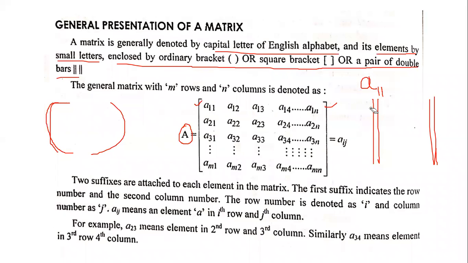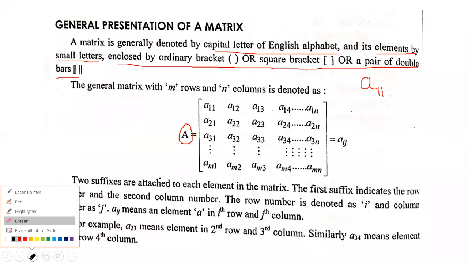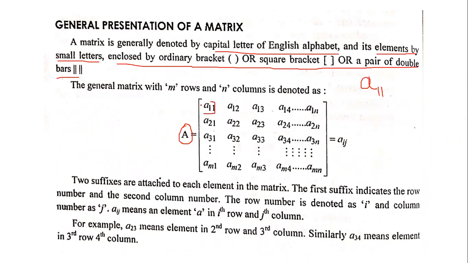Let me erase this part here. So if you see this part alone, A11 is an element which is in the first row and first column. Now the second one, A12, is in the first row and second column. See, this is the second column, right? And it's in the first row. And A13 is nothing but first row and third column.